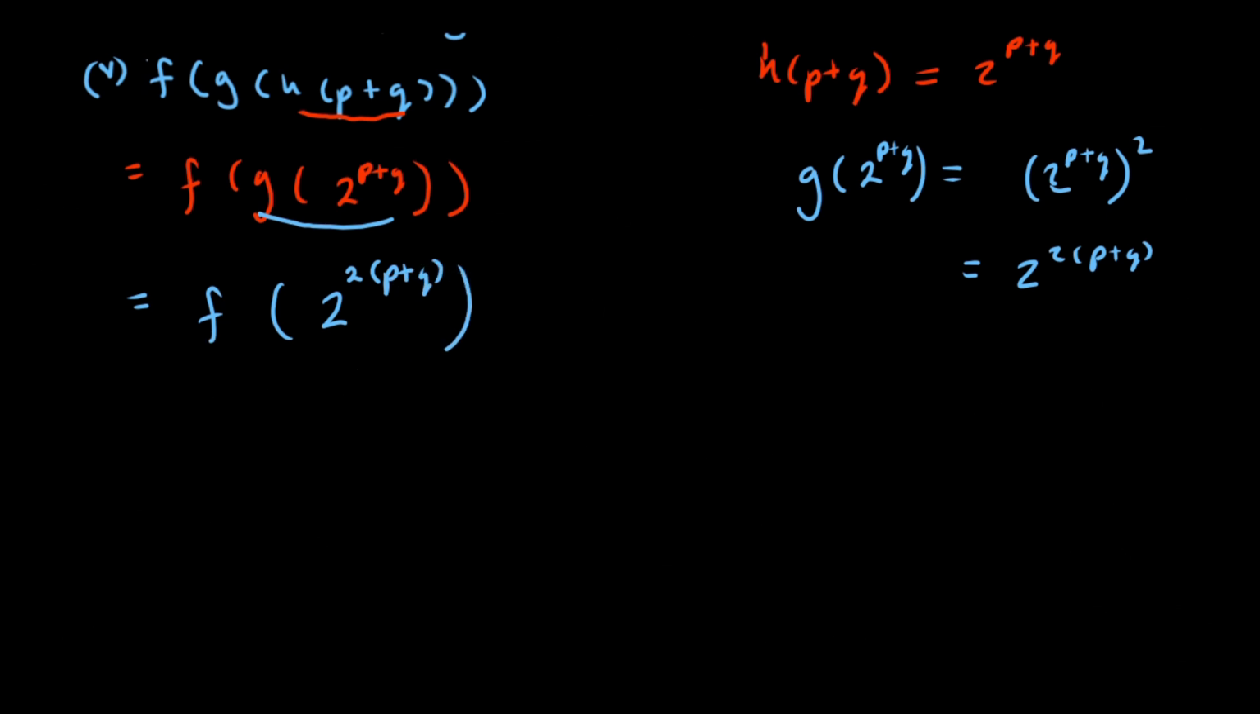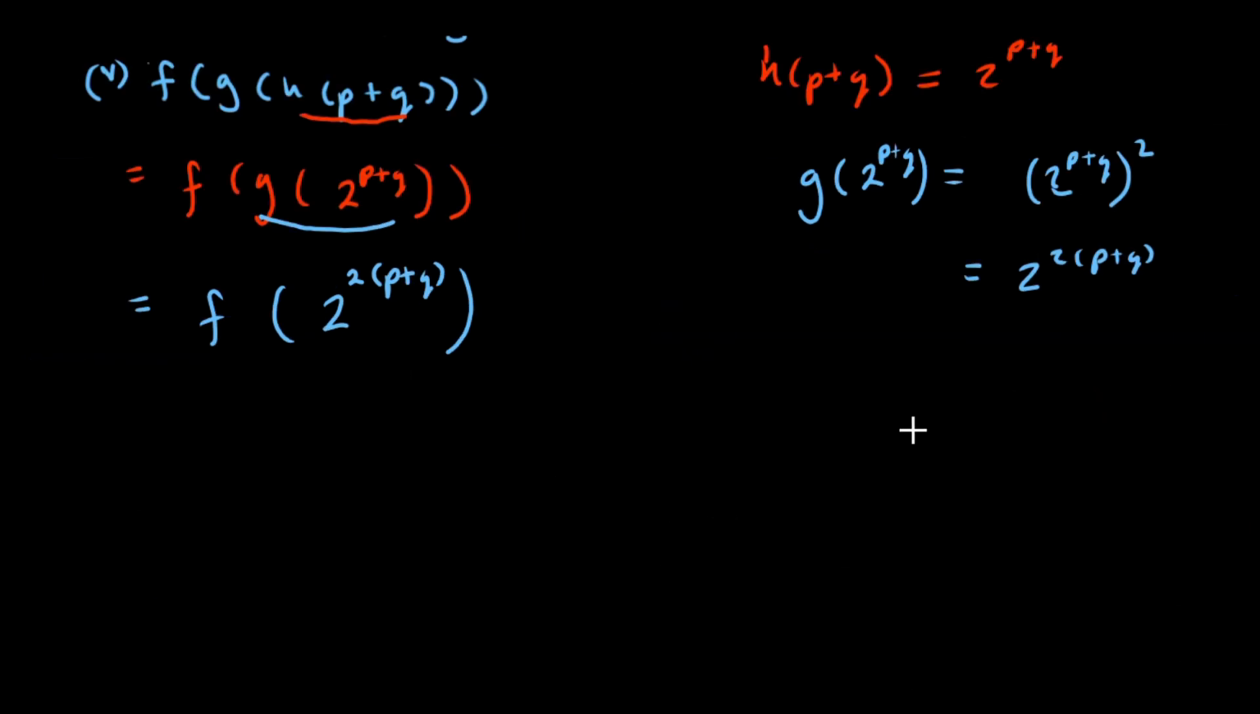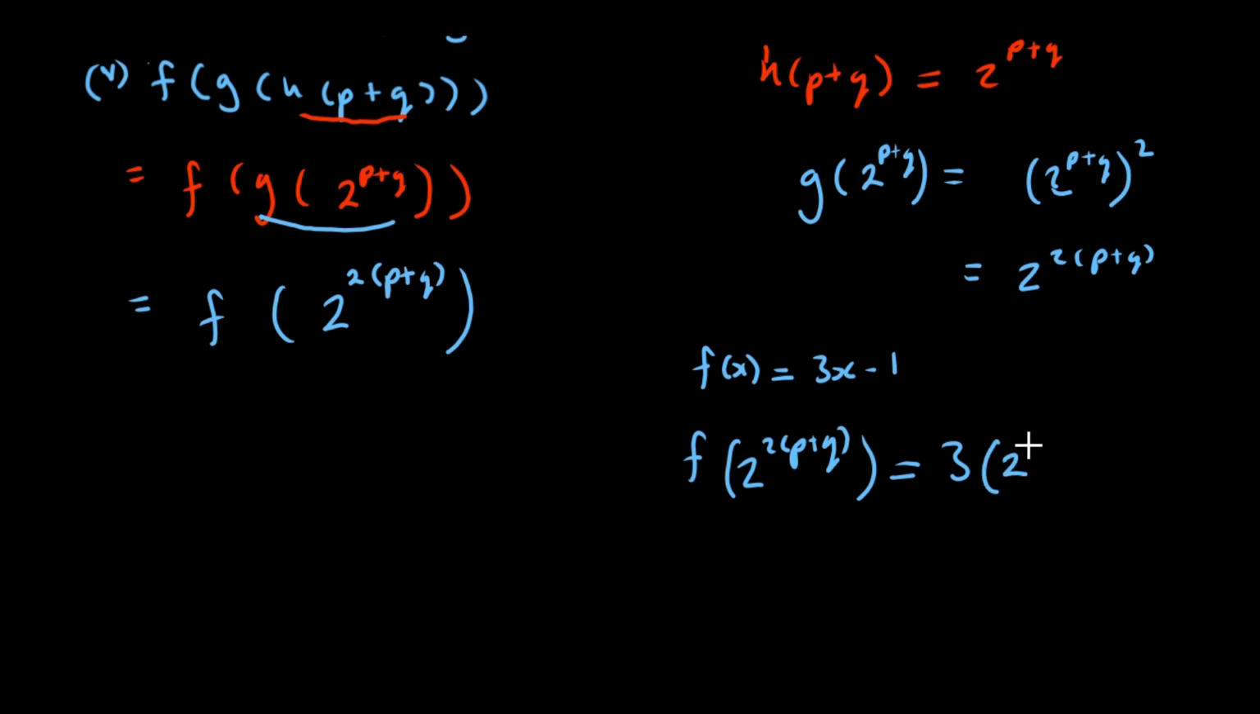So it means now, in the graph of f, where there is x, plug in what you have in the brackets. This is 3x minus 1. f of x was supposed to be 3x minus 1, I'm writing it here so that you can see. So in place of x, because now we have f of 2 to the power 2 p plus q, I'm going to put this. So it's going to be 3 multiplied by 2 to the power 2 p plus q, just like that. Then minus 1.